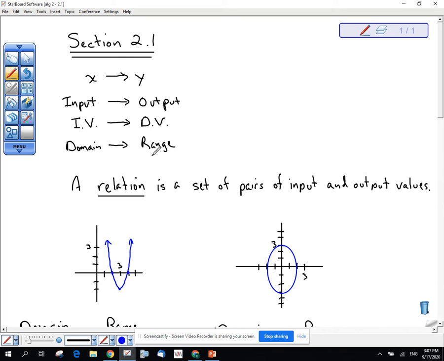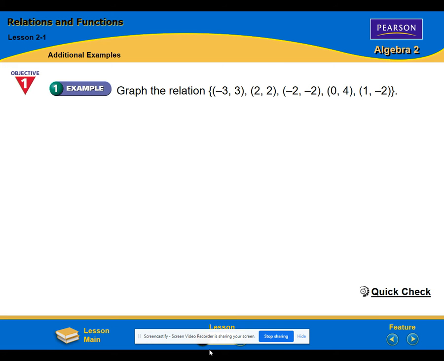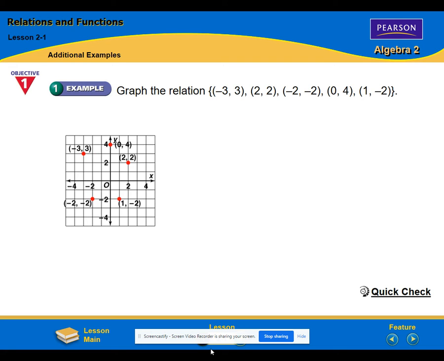Okay, so then a definition: a relation is a set of pairs of input and output values. That's a simple definition. Now, with that then, I give you this. It says to graph the relation, they give you 5 ordered pairs. Now I'm going to assume everybody can graph ordered pairs. You're in Algebra 2 after all. But just a reminder that you do the x first and then the y. So negative 3, 3 is 3 to the left and then 3 up. 2, 2 is right 2, up 2. And they've graphed all 5 of these.